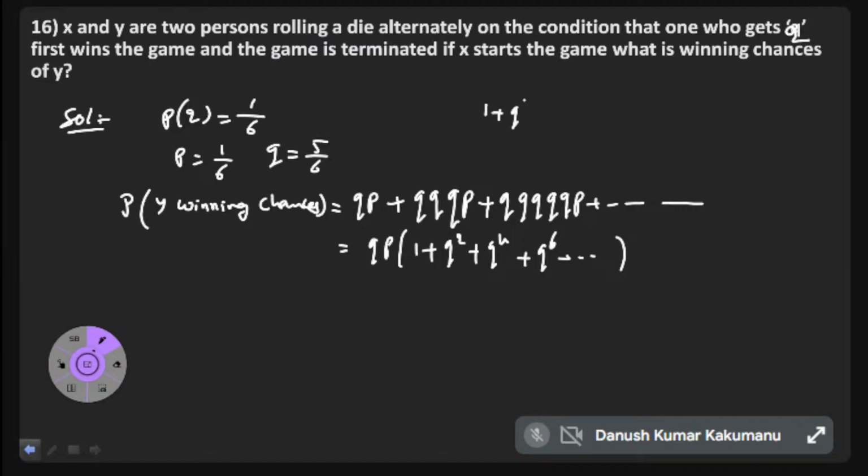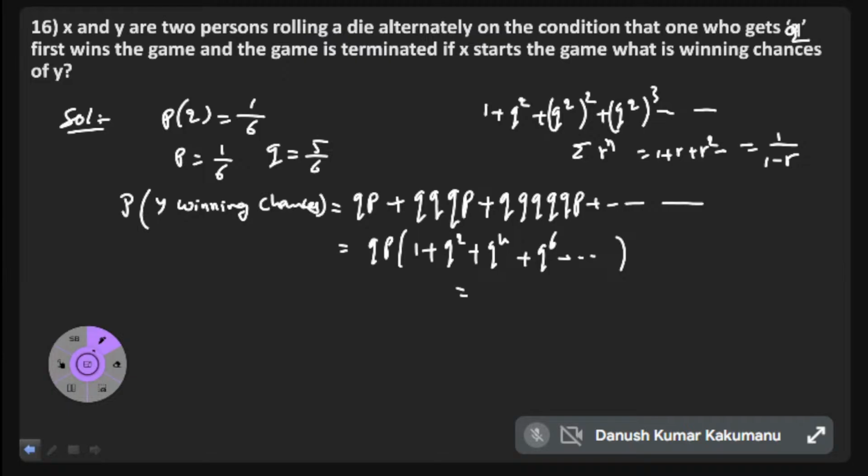1 plus Q square, Q square whole square, Q square whole cube. This is the infinite geometric series. What is the sum of the infinite geometric series? All of you know. Taking 1 plus R squared plus so on, the sum is 1 by 1 minus R. Infinite geometric series.